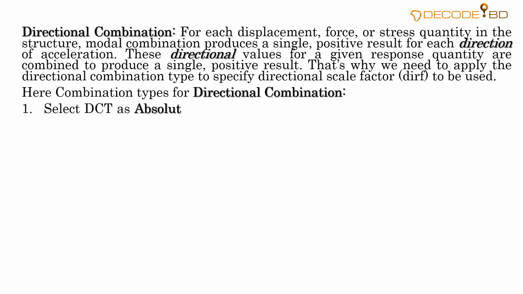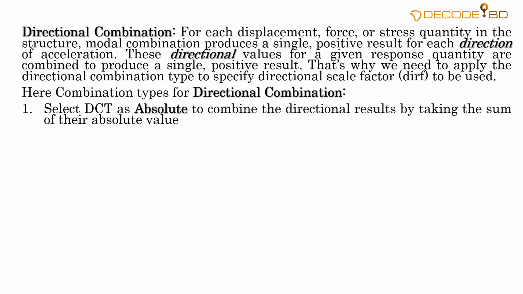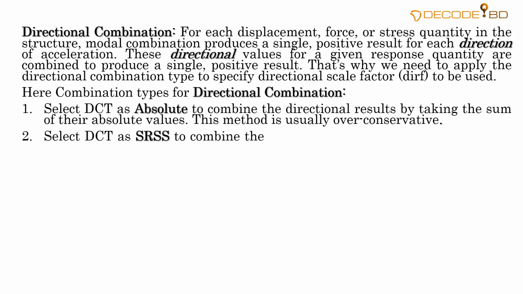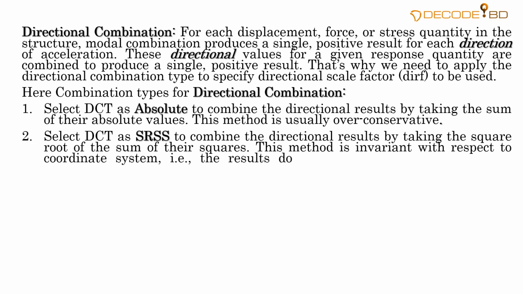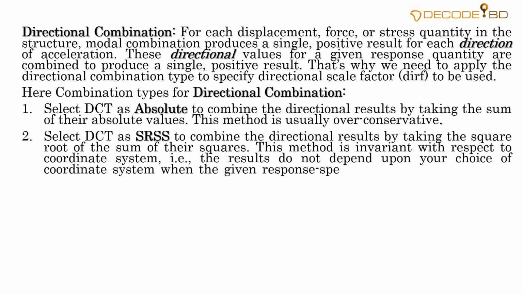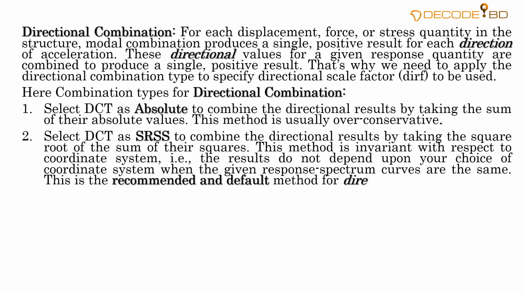One is to select directional combination type as absolute, to combine the directional results by taking the sum of their absolute values. This method is usually over conservative. Select directional combination type as SRSS to combine the directional results by taking the square root of the sum of their squares. This method is invariant with respect to coordinate system. That means the results do not depend upon your choice of coordinate system when the given response spectrum curves are the same. This is the recommended and default method for directional combination.